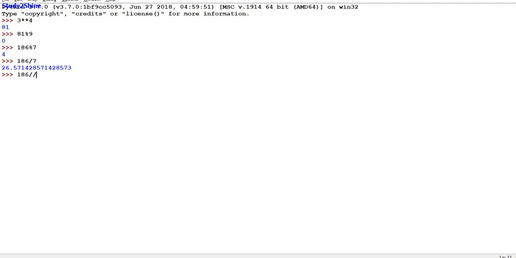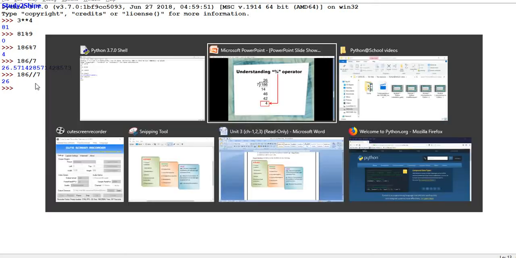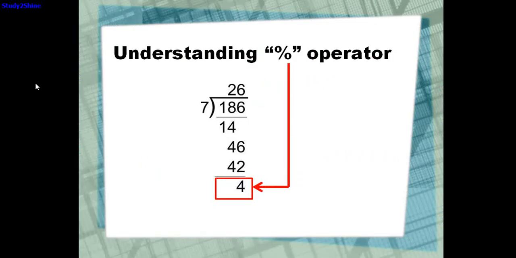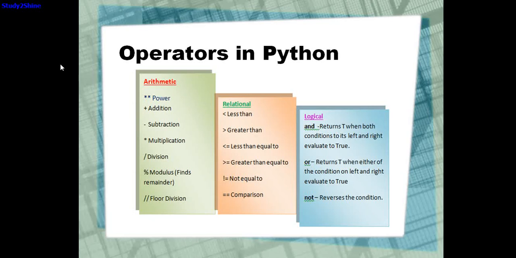We also noticed one more division, that was floor division. So when I write 186 // 7, and when I press enter, I get the floor value. Despite the quotient being 26.5, which could have been rounded off, floor division does not round off. It only displays the base value, that is the floor value, 26. So we have discussed arithmetic operators, and now we would discuss the relational operators.